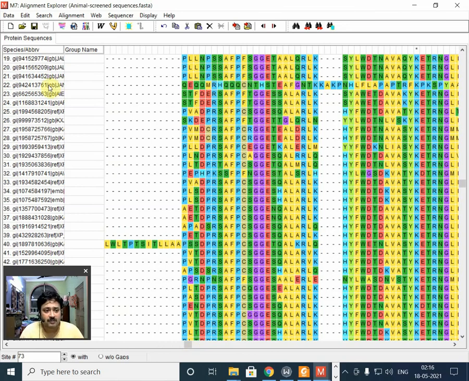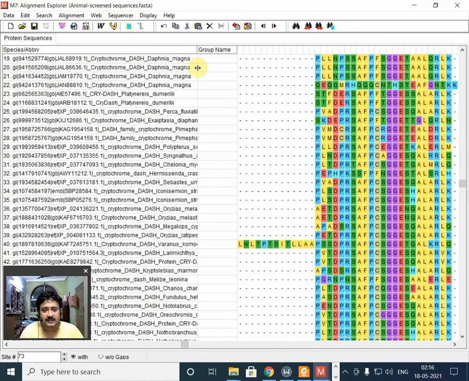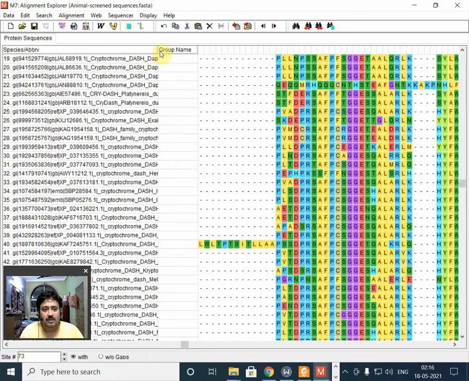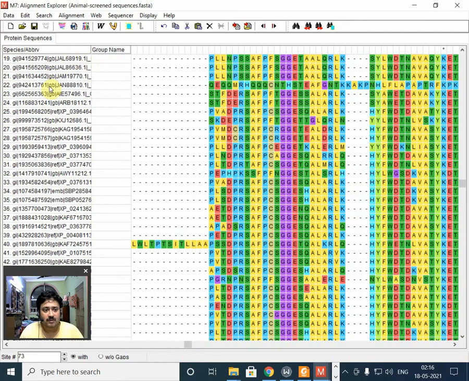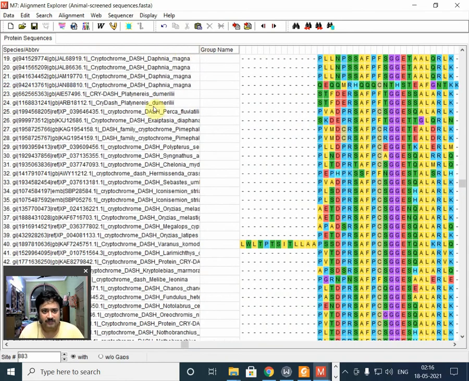So for now, having said that, we will keep this in mind, and later on we will try to trim this out. But for now, another thing you have to find out is whether another copy of the same particular gene from the same species is present in your directory or not. As you can see, this is cryptochrome from Daphnia magna, that's the species.